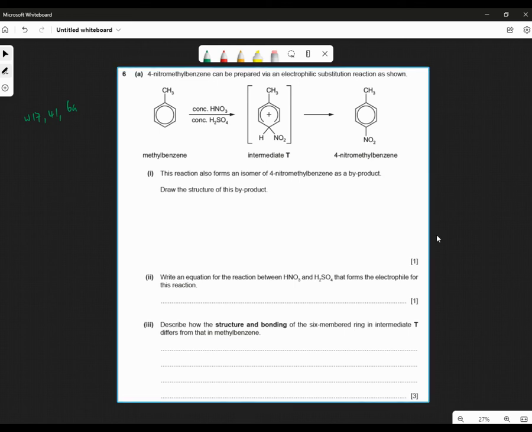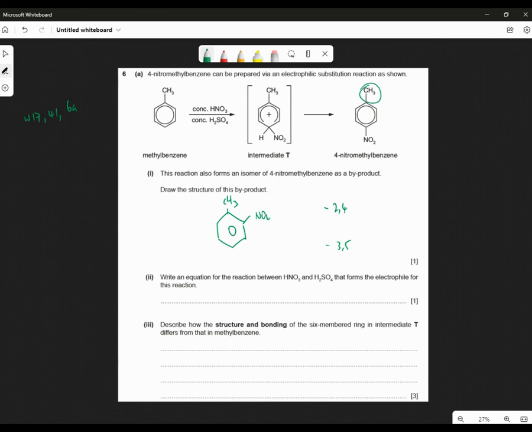First of all, nitromethylbenzene can be prepared using that mechanism. There you go, looks straightforward. The reaction also forms an isomer as a byproduct. Now, the isomer: this is the 4 position, so the isomer would be the 2 position, isn't it? Because the 2 and the 4 positions form at the same time, and the 3,5 if this was electron withdrawing. So you get the 2 and 4 positions there.